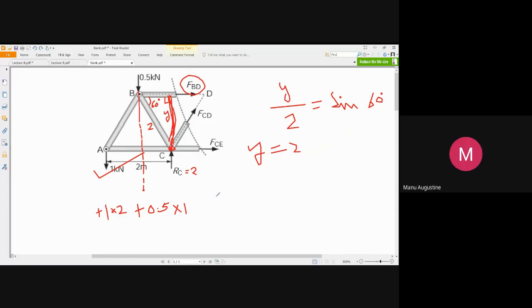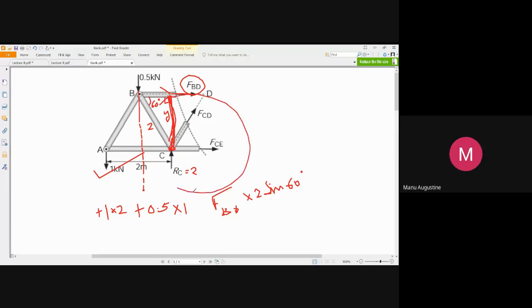root 3 FBD multiplied by 2 sine 60. What is the sign of this moment? Plus or minus? See, this is the point, this is the thread, this is the rocket. You fire this rocket at the tail, so this will be forced to rotate in which direction? In the clockwise direction. Minus. So this has to be a minus moment.